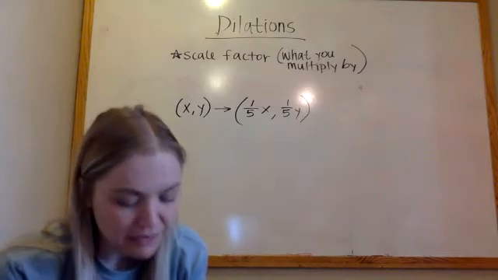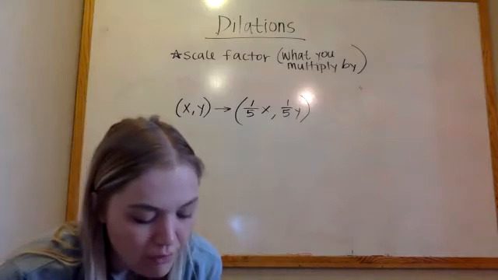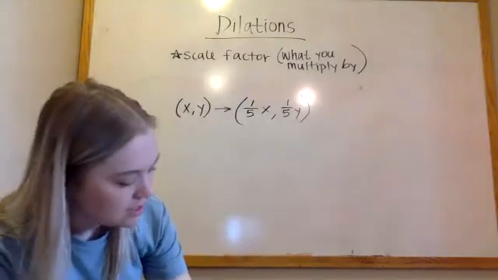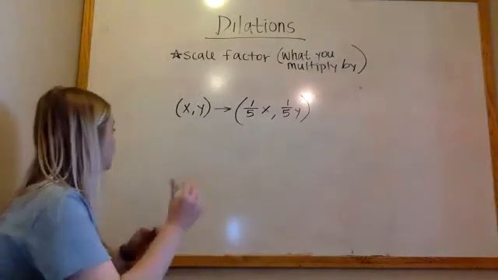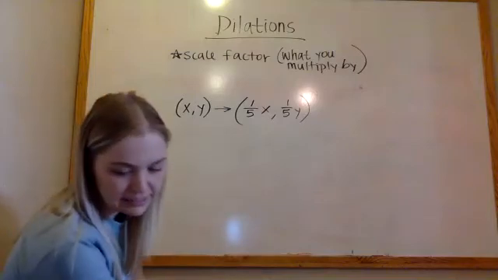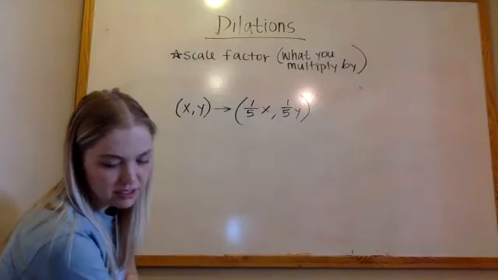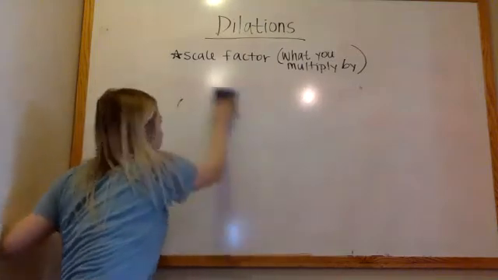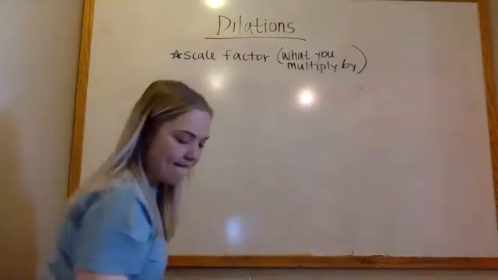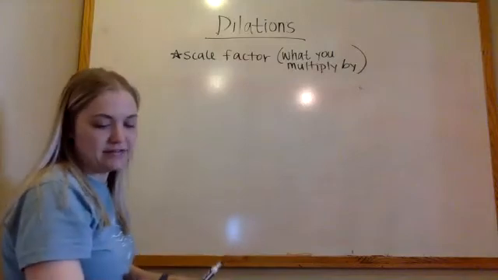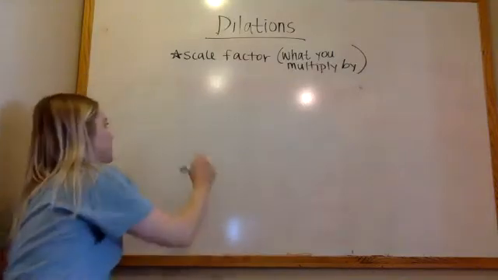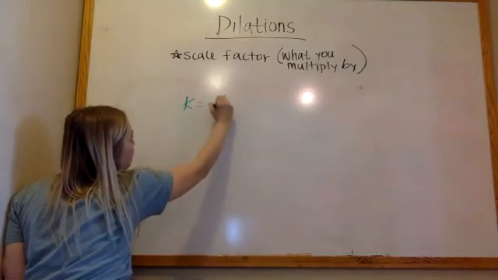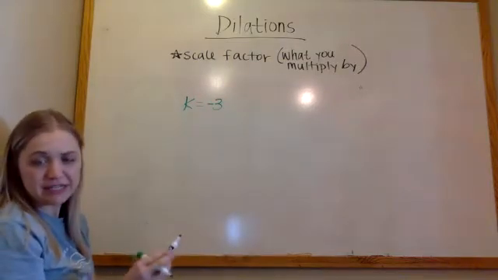All right, I'm going to give you one more that I want you to look at. I'm just going to give you 2 coordinates. Someone shout out a negative number. -20. -3. I like both. Okay, so I'm going to say K equals -3. That's going to be your scale factor.